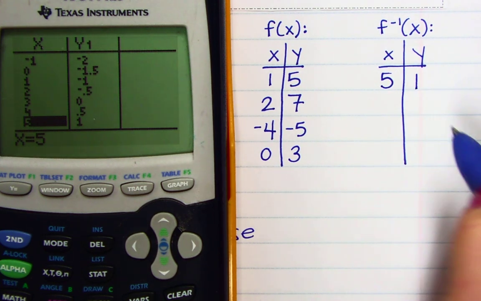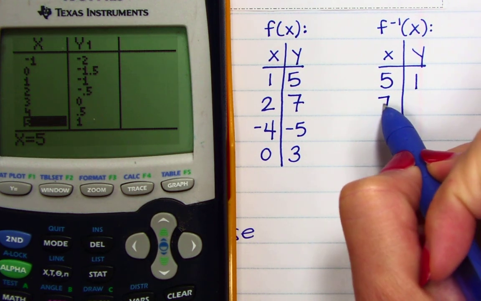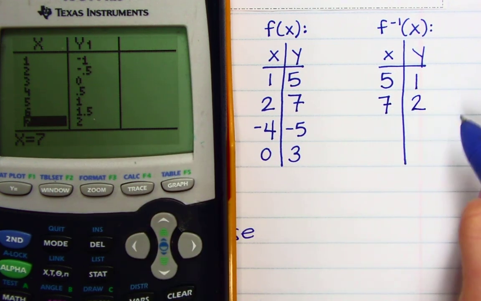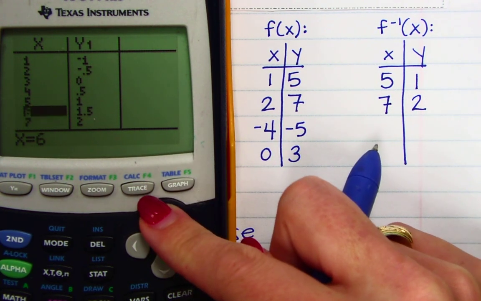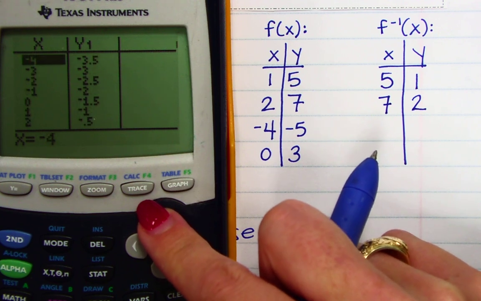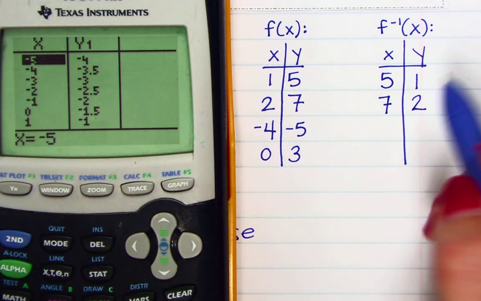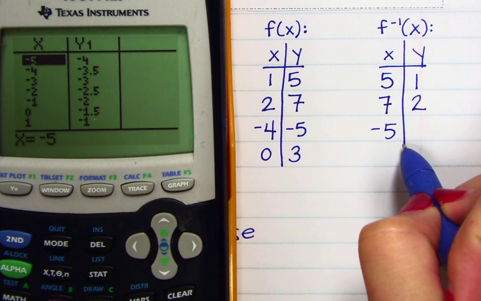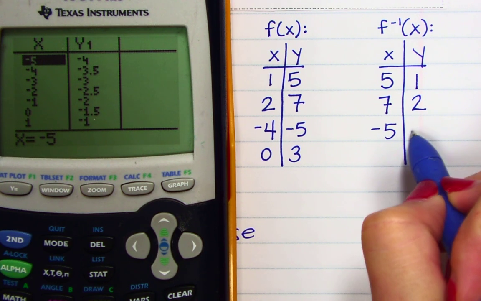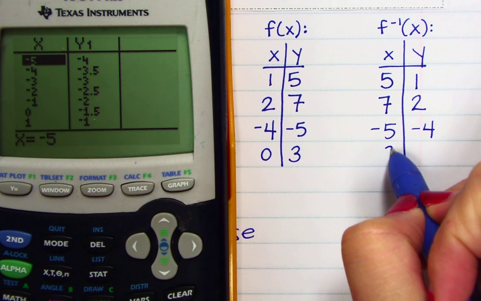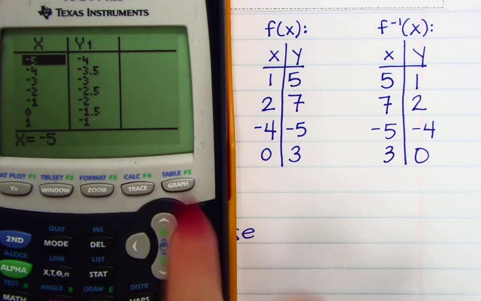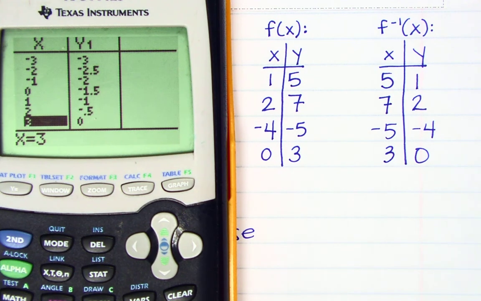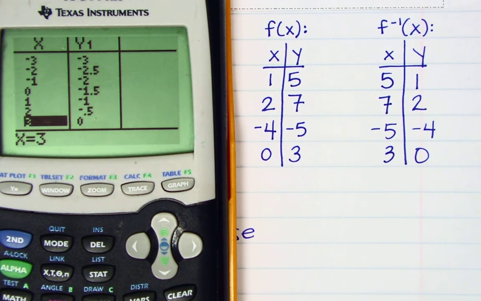Okay, what about when x is 7? Right? Y is 2. Okay, what about when x is negative 5? Right. Negative 4. All right, any guesses to what y is going to be when x is 3? All right, it's 0.